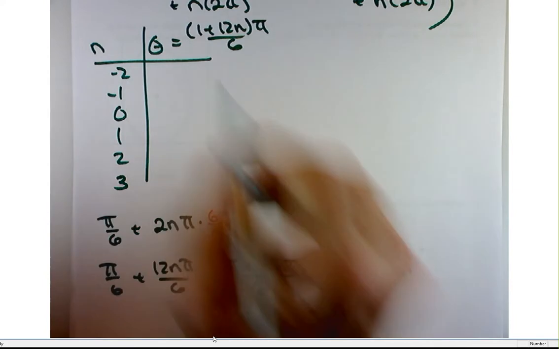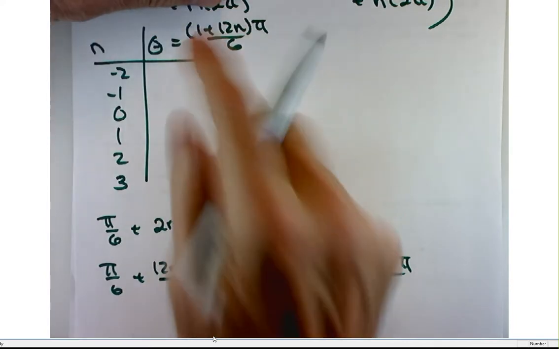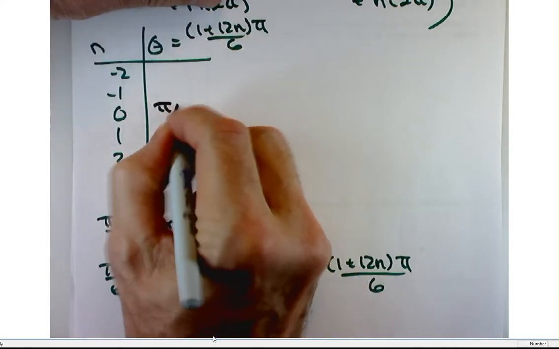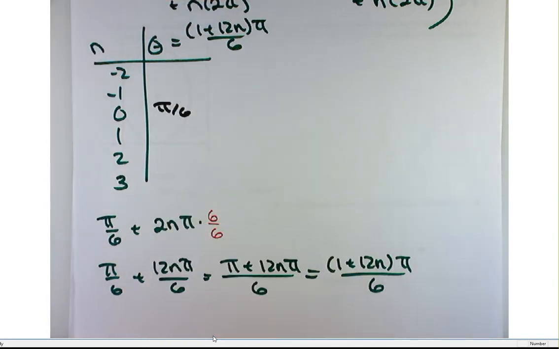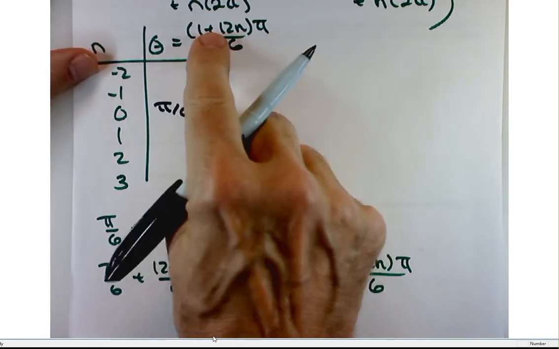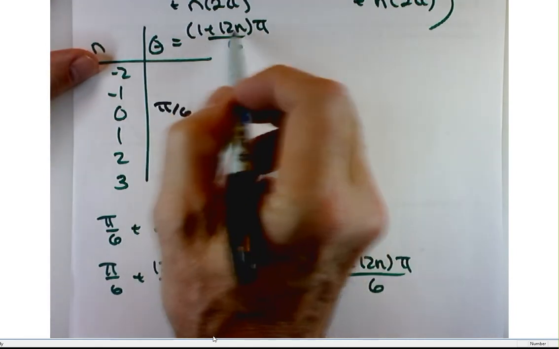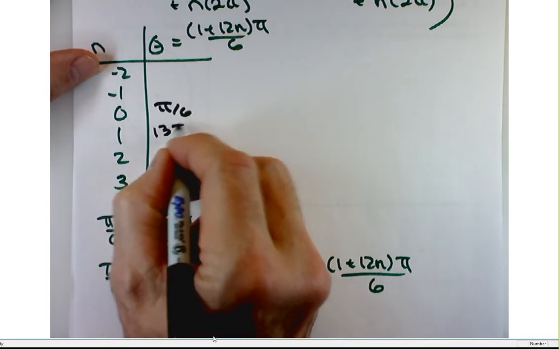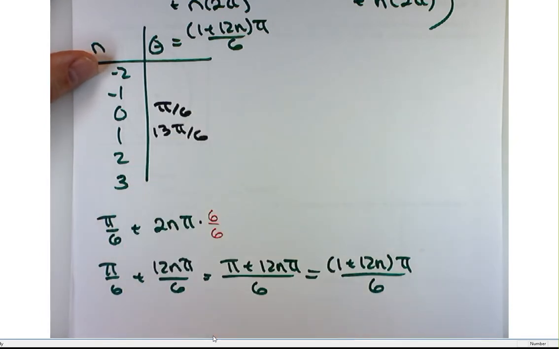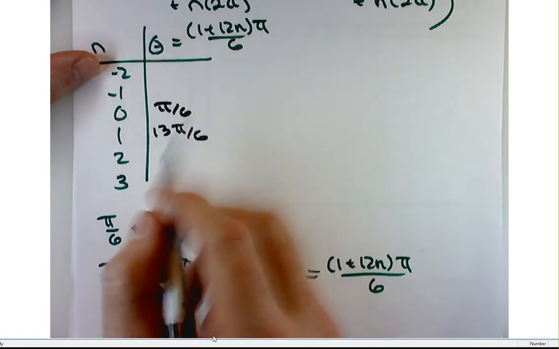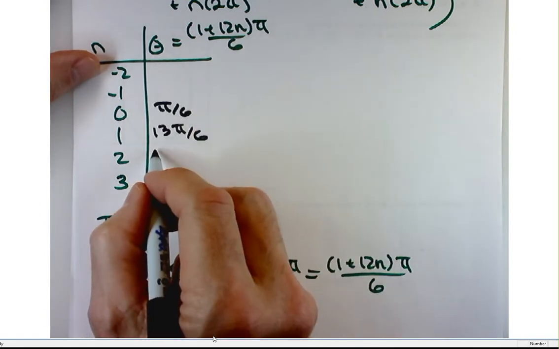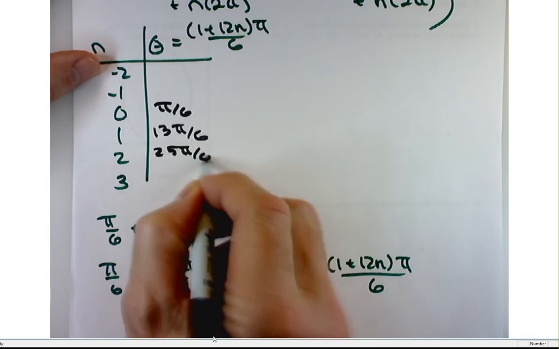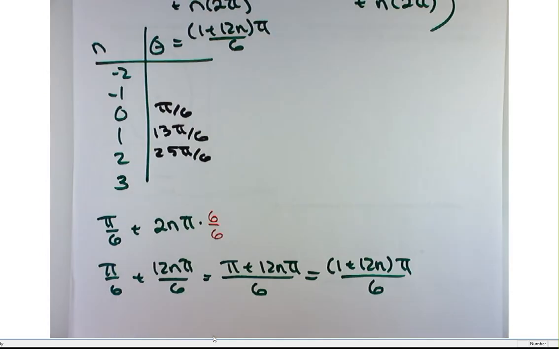If I put in n equals 0, then I'll just get pi over 6. All right, that's the basic solution that we kind of expected anyways. What about if I put in n equals 1? What do I have up here in the numerator? 13, perfect, 13 pi over 6. And then you put in a 2, and you get 25 pi over 6. And see, once you've got this nice formula, you can get as many of these as you want.